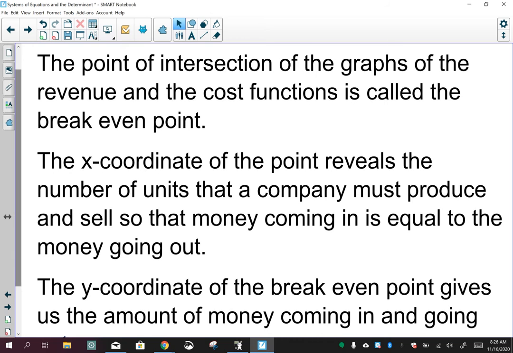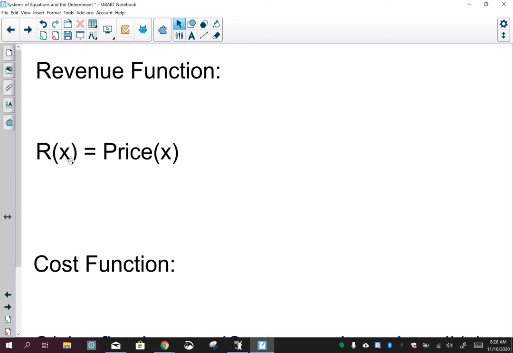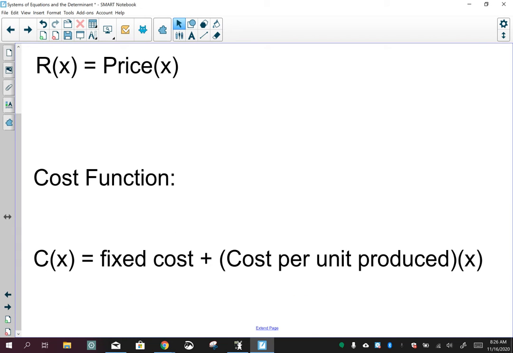The point of intersection of the graph. So here's the other key thing. The point of intersection of the graphs of the revenue and the cost function is called the break-even point. So this is what we're looking for. You're going to graph the R of X and you're going to graph the C of X. And what you're going to look for is where do they cross? Where they cross is their break-even. So that's going to be the minimum amount of items that you have to sell to get all your money back. And then anything above that is how much money you're actually going to wind up making.